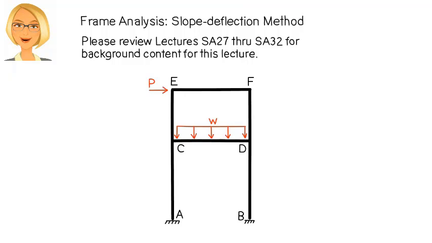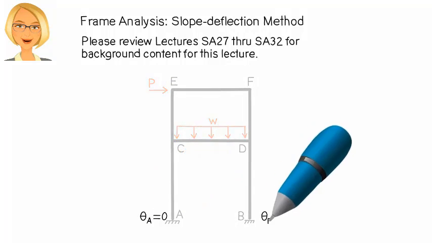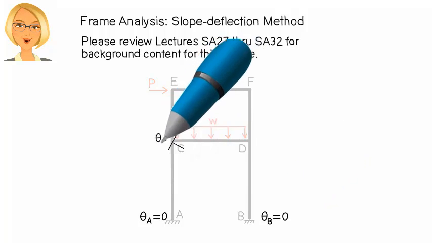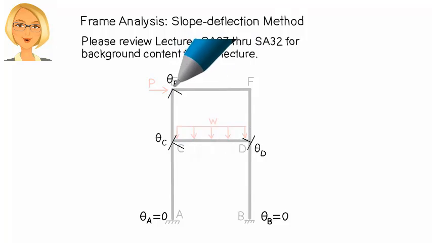The frame has 6 joints. So there are 6 joint rotations. 2 of these rotations are known. Theta A and theta B are 0 since the frame is fixed at A and B. However, joint rotation at C, D, E, and F are unknown.